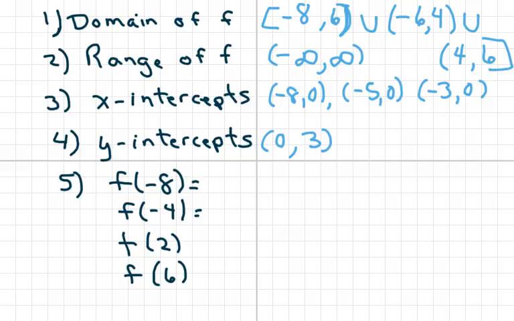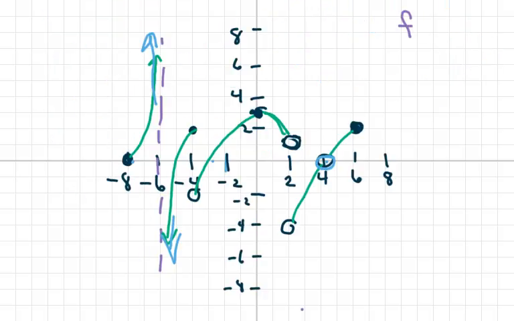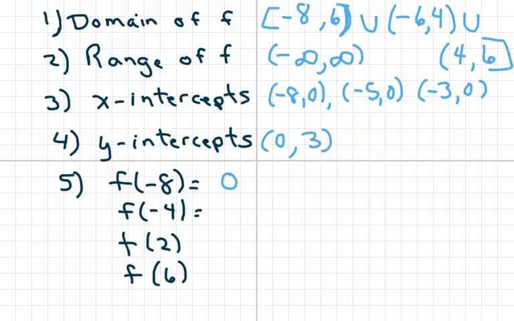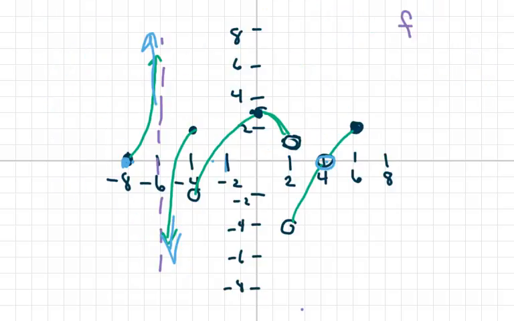We're going to look at f of -8, -4, 2, and 6. So f of -8 is at 0. So that's that point. So f of -8 equals 0. F of -4 goes to 2. It's right in there.